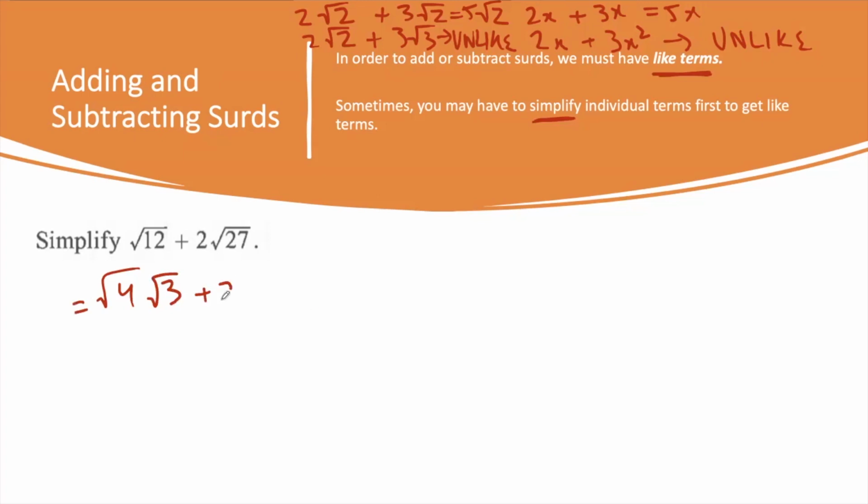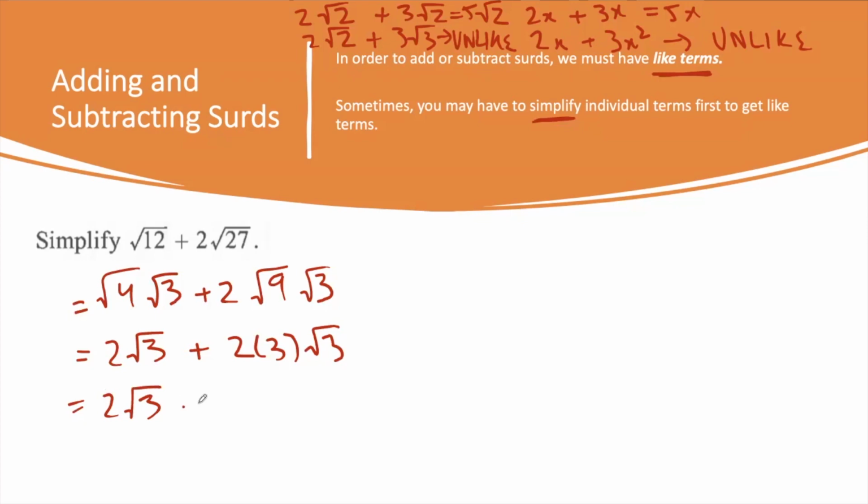And then we have a 2. Then root 27 is root 9 times root 3. So we get 2 root 3 plus 2 times 3 times root 3. Right? So 2, and root 9 is 3, then we have a root 3. So we get 2 root 3 plus 2 times 3 is 6, so 6 root 3.